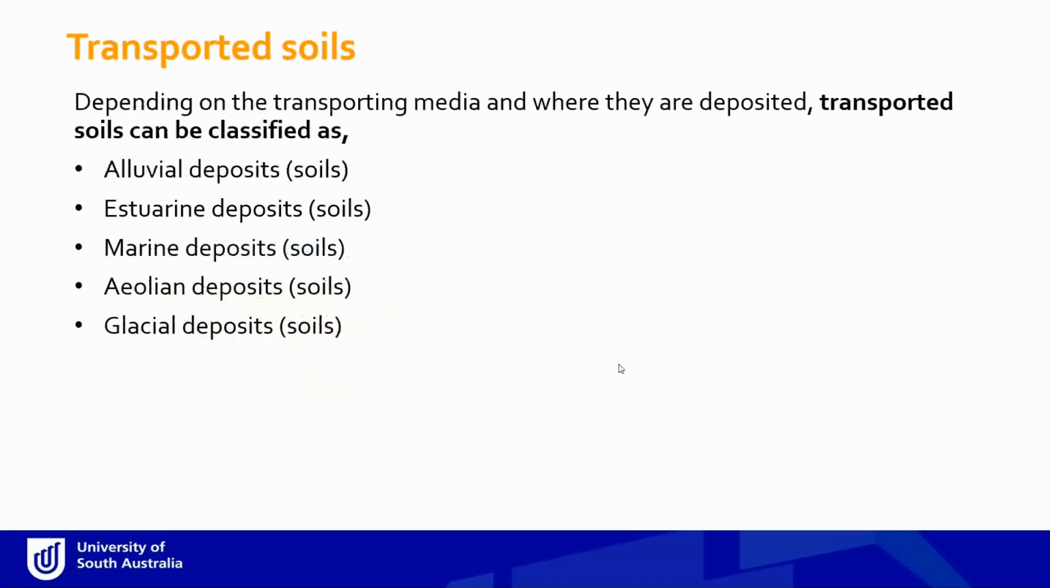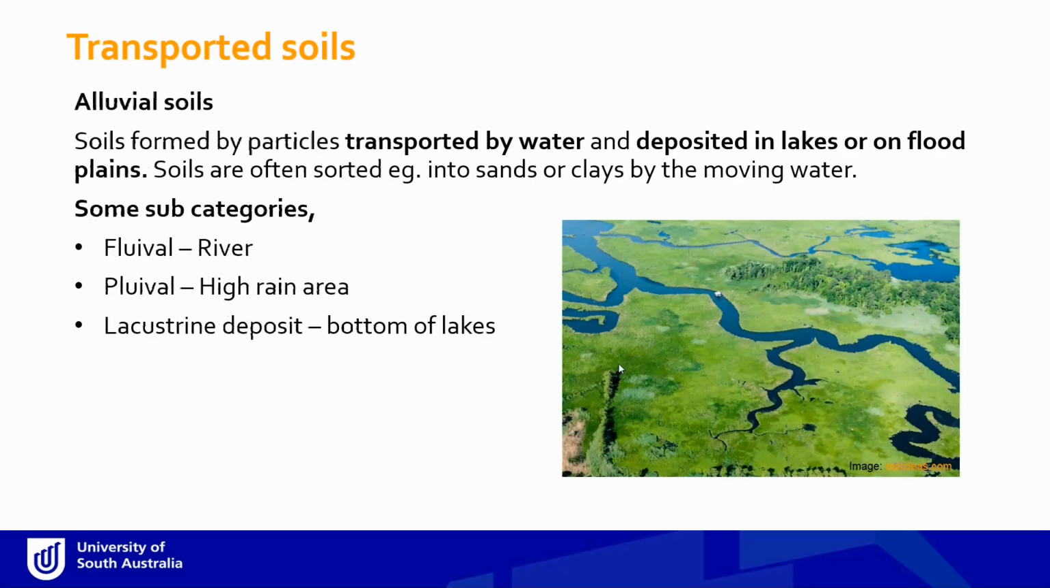Now, depending on the transporting media or where they're deposited, the transported soil can be classified into different categories: alluvial, estuarine, marine deposit, aeolian deposit, and glacial deposit. These names are all new, I believe, to you. We'll be going one by one through them and try to understand a bit better what those names mean.